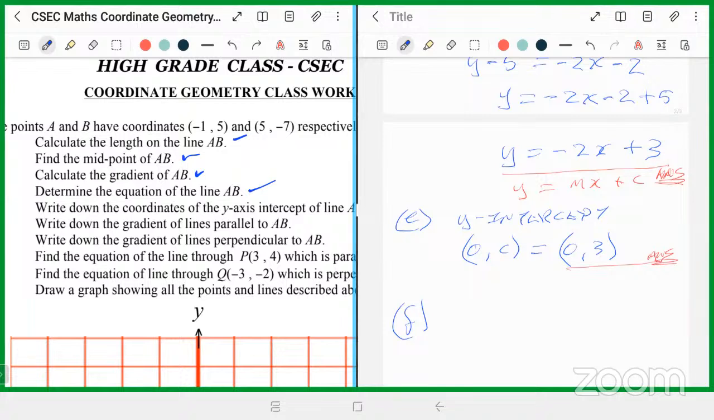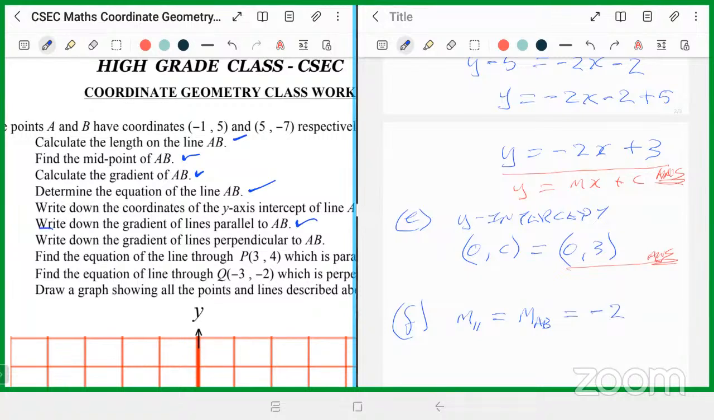So I'm going to write it down like this. I'm going to put m and put these two little lines here to mean that the lines are parallel. I like to call it the parallel gradient. The parallel gradient of AB is equal to the gradient of AB. And the gradient of AB is just negative 2, so this is just negative 2. So any line that is parallel to AB will have a gradient of negative 2. All right, simple as that, and that answers that one.